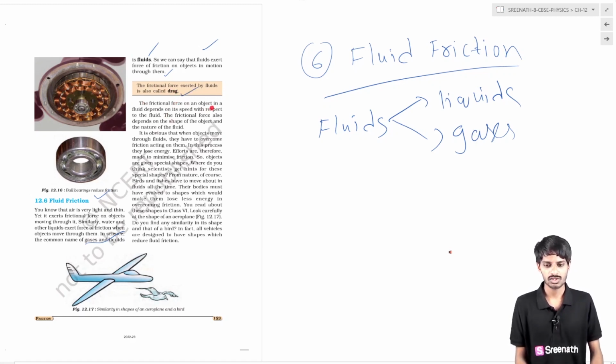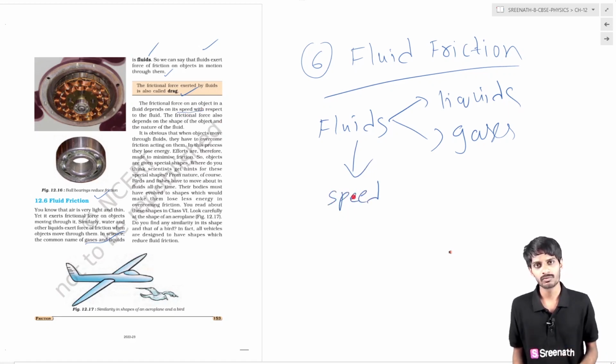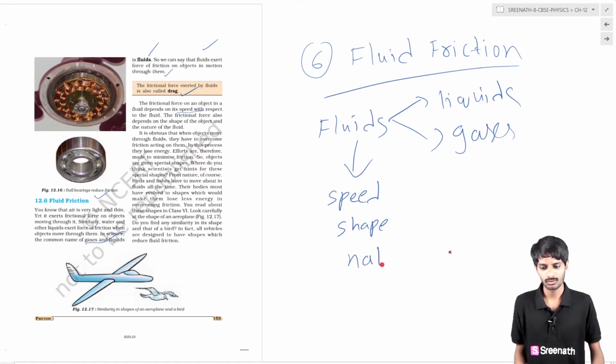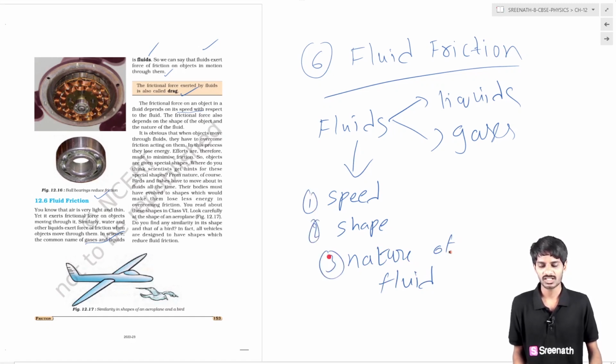The frictional force on an object in a fluid depends on its speed. What are the factors? The fluid friction depends upon the speed of the object, how fast it is moving in the fluid, another thing is the shape of the object, and another thing is the nature of the fluid. These three things: fluid friction depends on its speed with respect to the fluid, the shape of the object and the nature of the fluid.